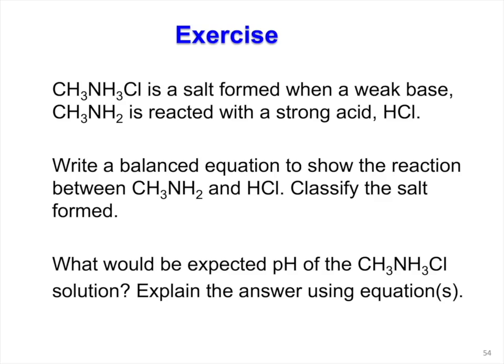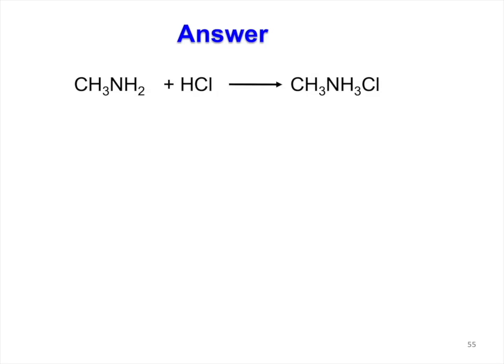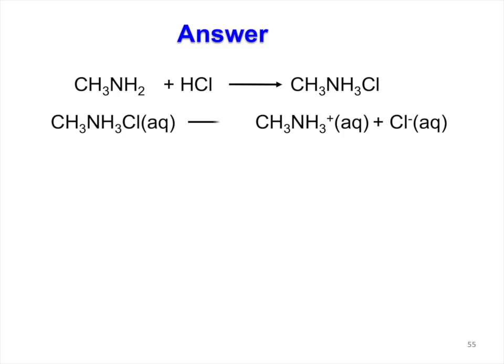So it's the same steps from the beginning. Write down the salt formation. So the salt can be formed from acid and base. So CH3NH2 + HCl gives the salt CH3NH3Cl. The second step is the dissociation of the salt into ions. So CH3NH3Cl will produce CH3NH3+ and Cl-.